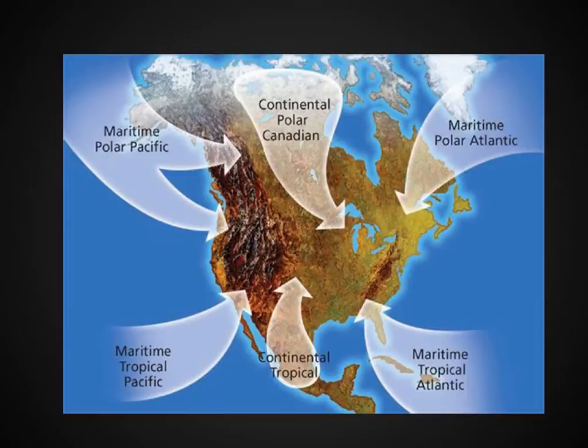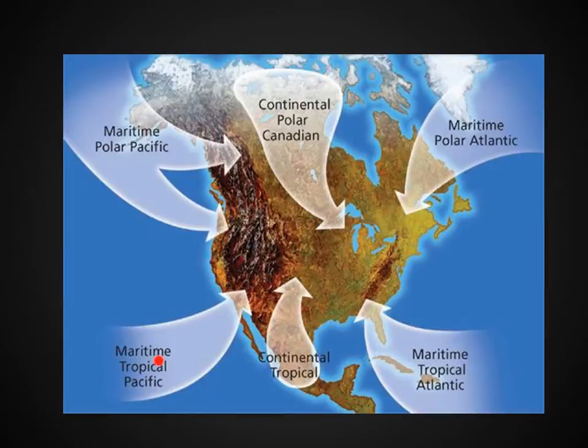Here in North America, we have 6 air masses that can affect our weather. There are 3 cold air masses. There's the maritime polar Pacific, which means it's forming over water in a cold area of the Pacific Ocean. There's the continental polar Canadian, which is a dry, cold air mass that forms over a good chunk of northern Canada. And then there's the maritime polar Atlantic, which is a moist, cold air mass that forms over the Atlantic Ocean.